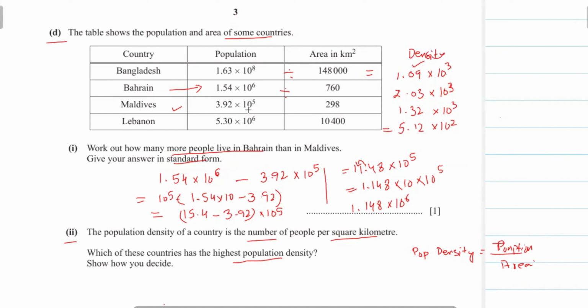Next, the value for Bahrain is 2.03 when we divide the population by area. Third, the population of Maldives divided by the area, we get 1.32 multiplied by 10 to the power 3. And next, the Lebanon population divided by area, we get 5.12 times 10 to the power 2. Now, which has the highest density? You see here the Bahrain value, the population density of Bahrain is the highest value, 2.03 times 10 to the power 3.